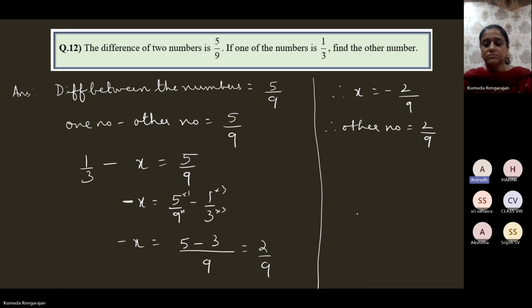We can work with any method. I'm going to work the other one also, as an alternative answer, and write this. So x is equal to minus 2 by 9. So the other number is minus 2 by 9. Okay, let's see the alternate solution.